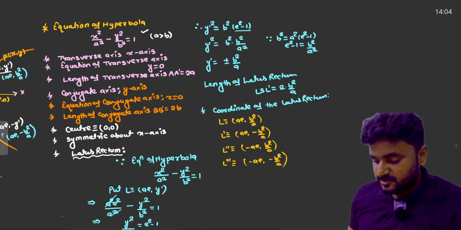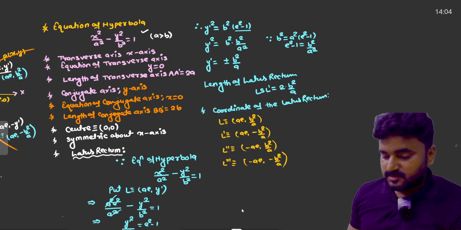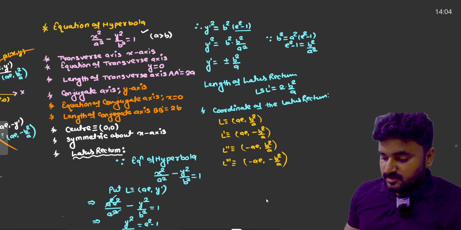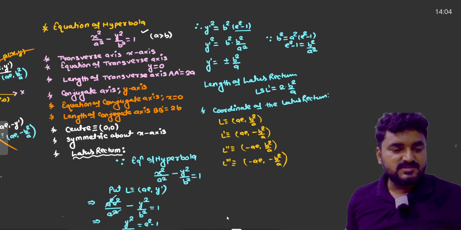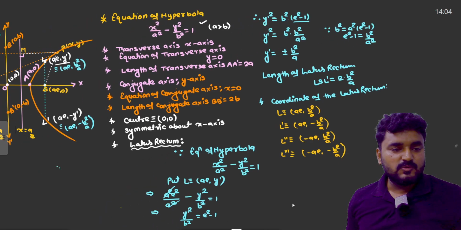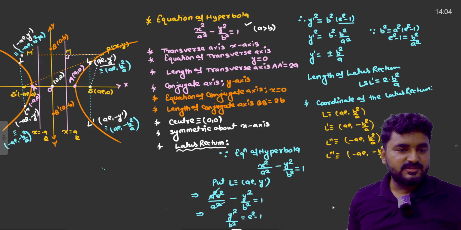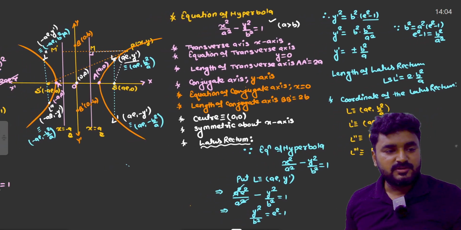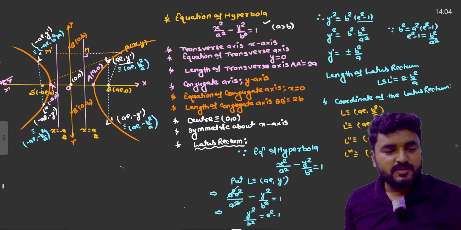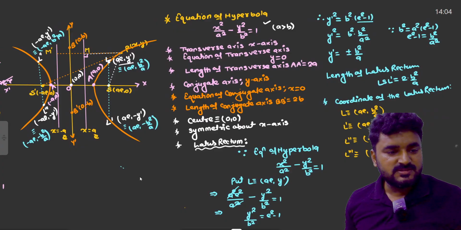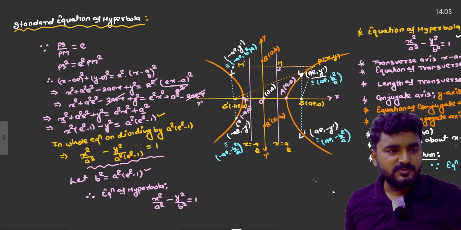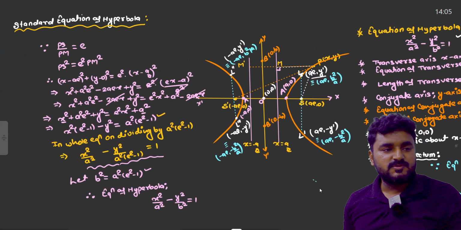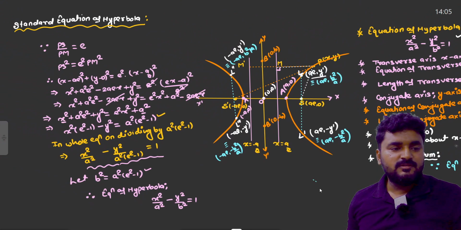So I hope, student, you understood the first case, the hyperbola when the transverse axis is on the x axis. So you can take this screenshot, or pause the video and note down all these things. Now I am going to explain the second standard equation of the hyperbola when a is less than b.